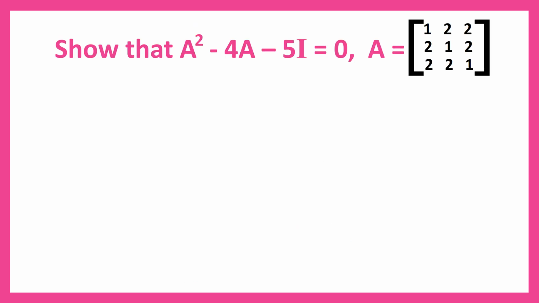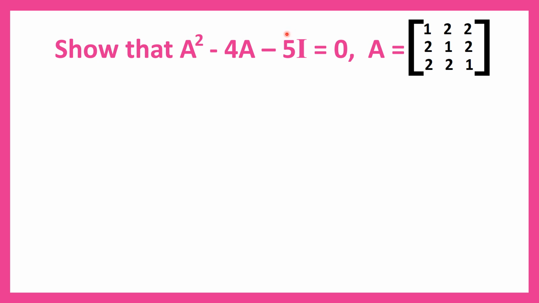And next, let us consider another problem. Here, we are asked to show that A square minus 4A minus 5I is equal to 0 and A is given as matrix of 1, 2, 2, 2, 1, 2, 2, 2, 1. So each of these elements we have to find out. We have to find A square, we have to find 4A, we have to find 5I.